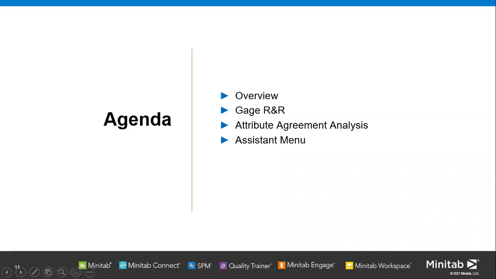So our agenda today, actually, we will play around with the Gage R&R. And then we have attribute agreement analysis, if let's say your data is an assessment by an appraiser, something like attribute yes or no, reject, not reject, or something like level 1, 2, 3, and so on. It's a rating. And then we go for the assistant. Hopefully we have enough time to cover all of this.